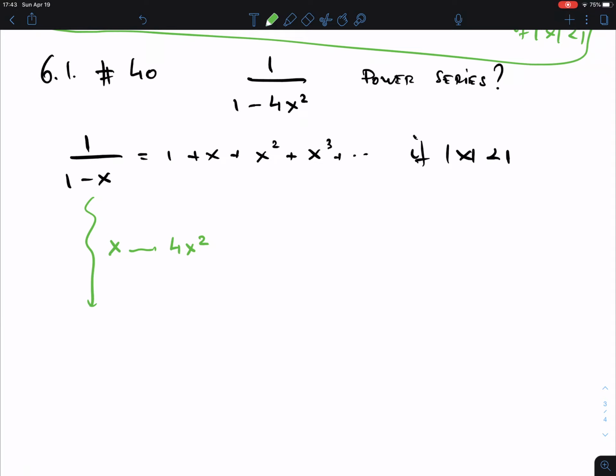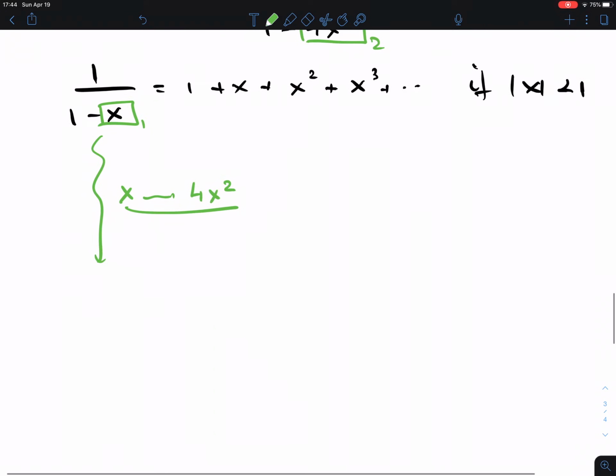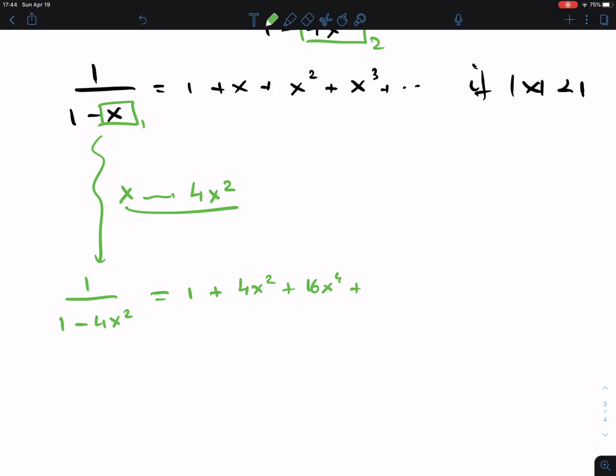If you don't see this, how do you figure it out? Box things. This is x, and this is what I need, so box 1 has to become box 2. Good, so what do we get? 1 over 1 minus 4x squared equals 1 plus 4x squared, plus 4x squared squared, that is 16x to the fourth, plus 4x squared cubed, that is 64x to the power 6, plus dot dot dot, if the absolute value of 4x squared is less than 1.